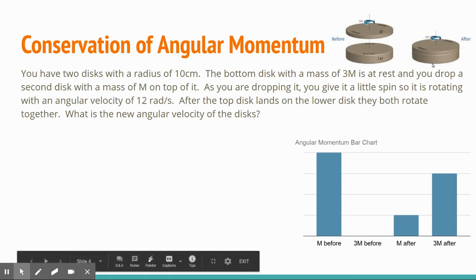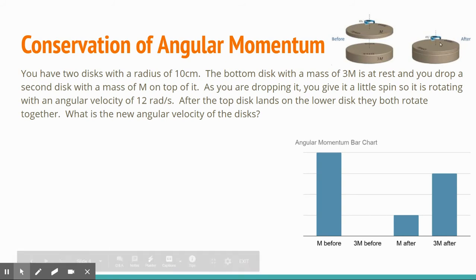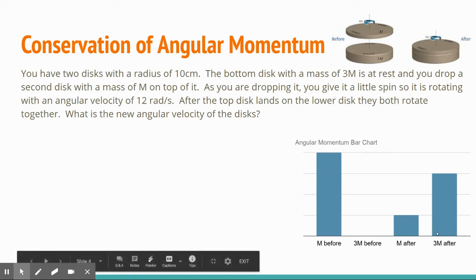So if I know that both of these have the same angular velocity, then I know that the one with more mass is going to have more momentum. So in this case, more angular momentum.